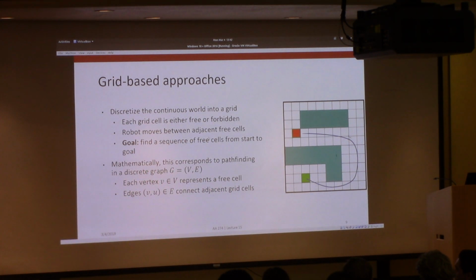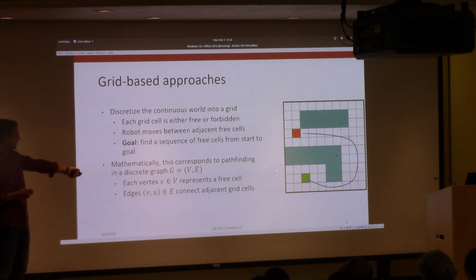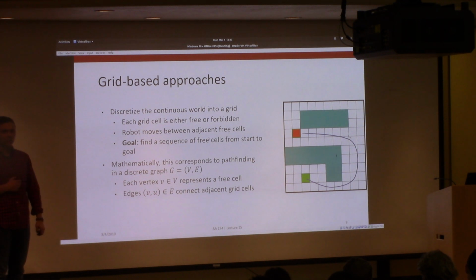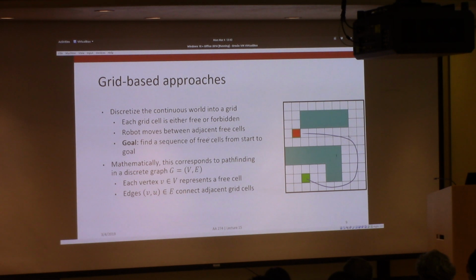So the first approach that we take is first take the original problem, discretize it into a graph, and then find a solution on the discrete graph and convert it back into a solution for the continuous problem. Now the question is, how do we efficiently find a solution on the discrete graph? And we will see a number of approaches.